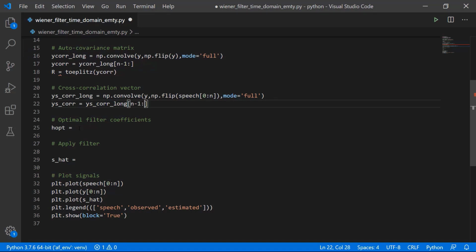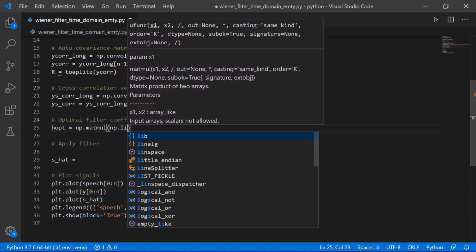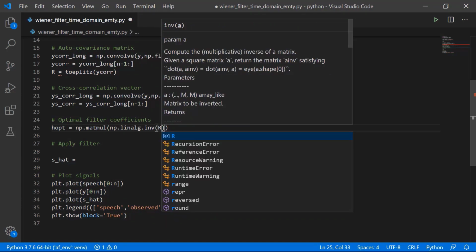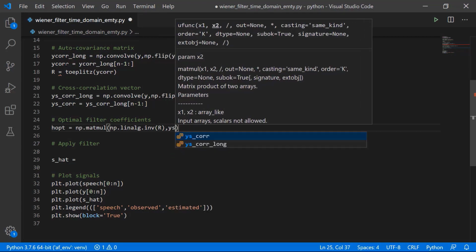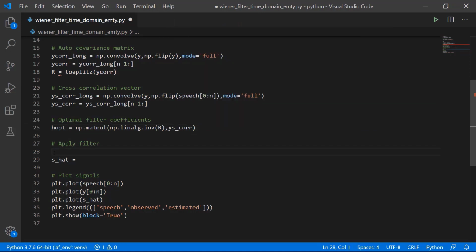So let's compute the optimal filter coefficients. We need to perform a matrix multiplication, so we call on NumPy's matmul. The first element should be the inverse of the autocorrelation matrix, so we call on NumPy's inverse function. The second element is simply the cross-correlation vector. And that's it. This line of code gives you the optimal filter coefficients.